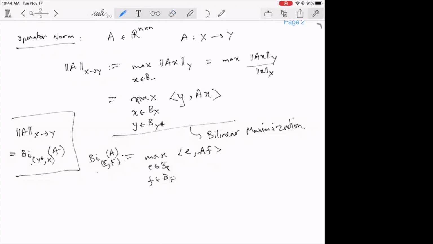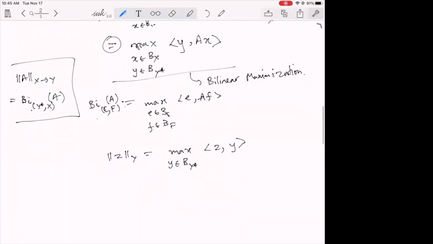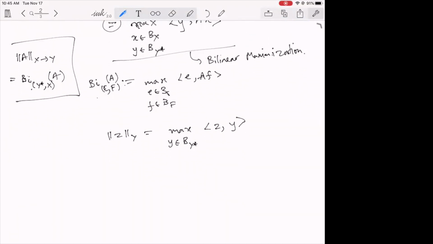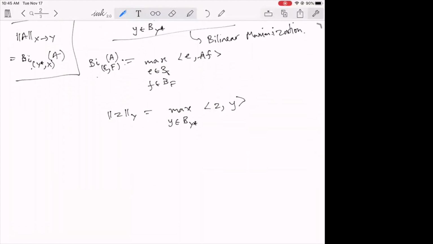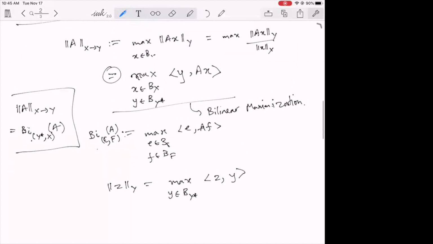How this equality came about was the fact that if I have a vector z and I look at the y norm, I can rewrite that as the max of y in the y star unit ball of the inner product of z and y. Does that make sense? Okay. Good. So it's not hard to check that this bilinear maximization is a norm on matrices A, and since it's a norm, we can take the dual, and it will be convenient to look at the dual right now, and it arises very naturally.